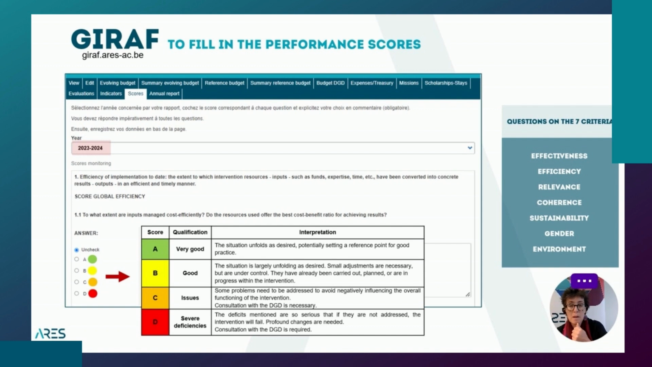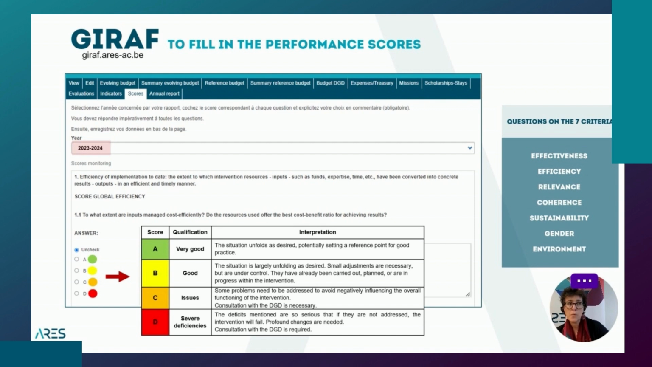B, good. The situation is largely unfolding as desired. Small adjustments are necessary, but are under control. They have already been carried out, planned, and are in progress within the intervention. So you can put B when, for example, you are a little bit late, or you had some adjustments or changes. It's normal.